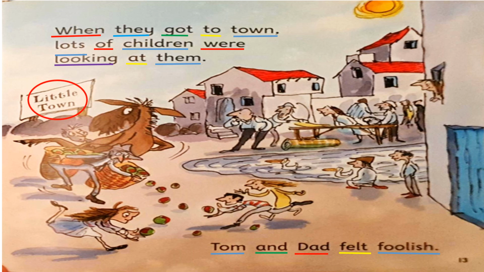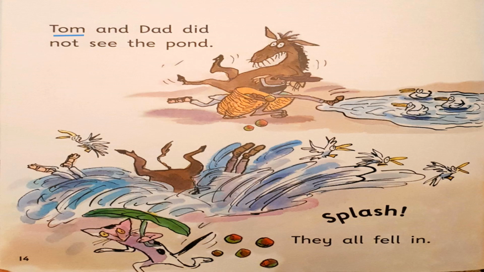Now, this is the sign. It says Little Town. So, this is the town that they wanted to go to. They reached it. They reached Little Town. And all their fruits fell on the floor because they tripped. Tom and Dad did not see the pond. Splash! They all fell in.